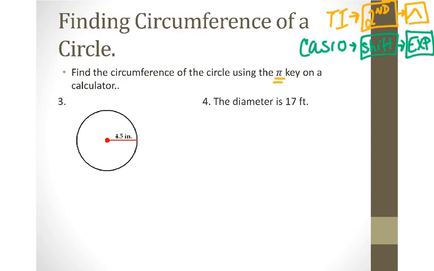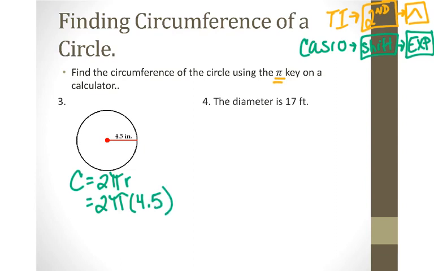So you have to find the circumference using the pi key. Looking at number 3, I notice I'm given a radius, so I'm going to use the formula circumference is equal to 2 pi r. I'm going to fill in what I know. 2, well, pi, they tell me to use the key, so I'm just going to leave it as pi. And then I'm just going to put in 4.5.